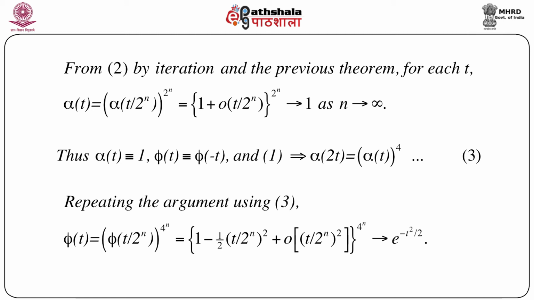Now remember, what is phi t? Phi t is the characteristic function of x as well as y. So we can immediately conclude that the distribution of x as well as y is nothing but standard normal 0, 1.